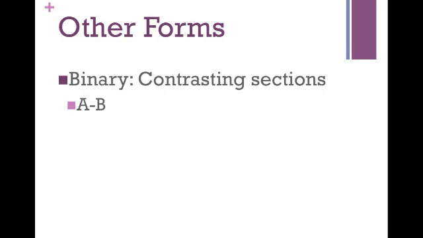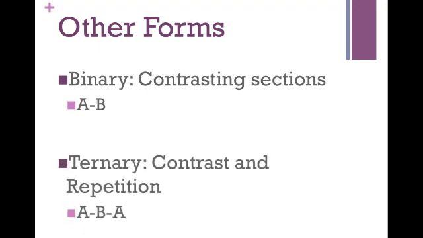There are two other common forms in music. Binary form is a simple two-part form. It is based on contrast because you have only two ideas and no repetition of either. It is written A, B.